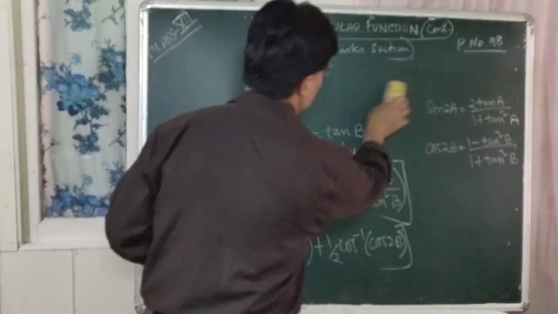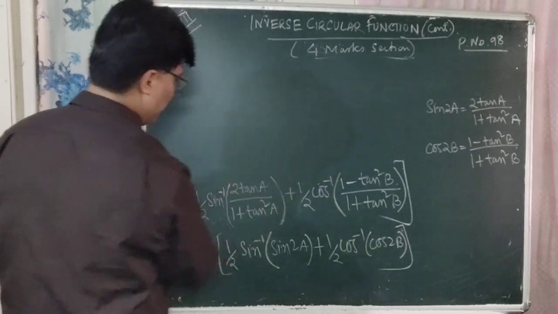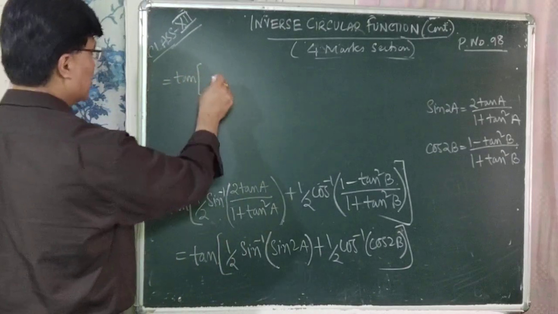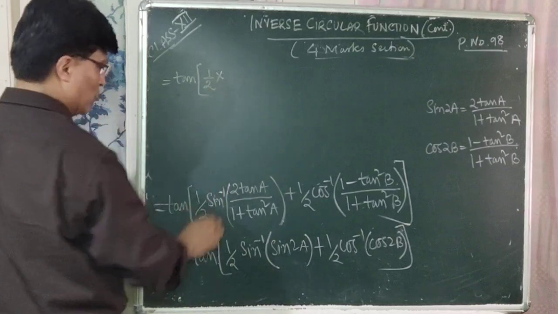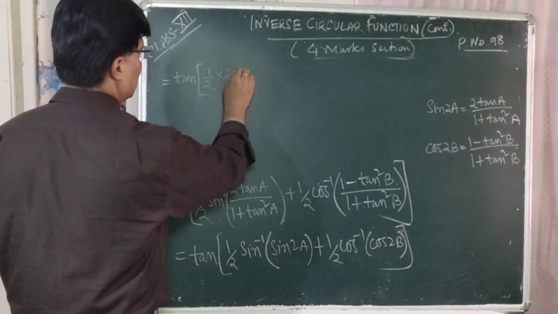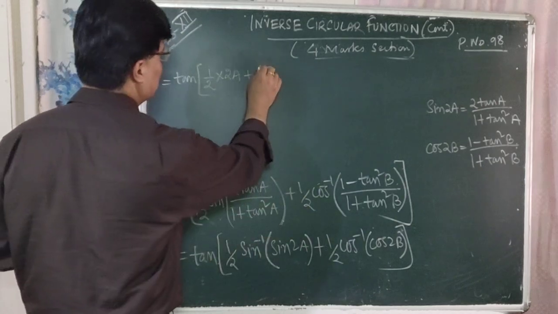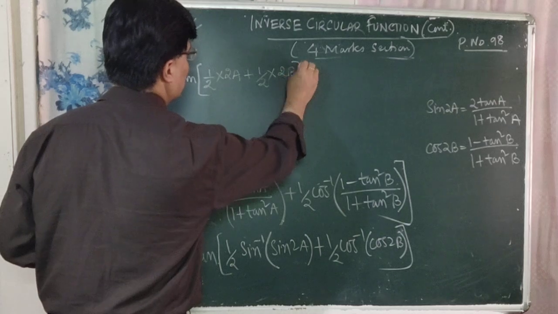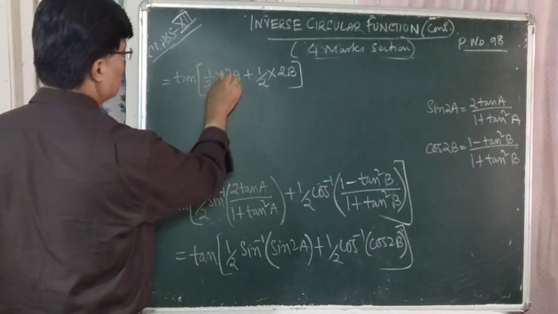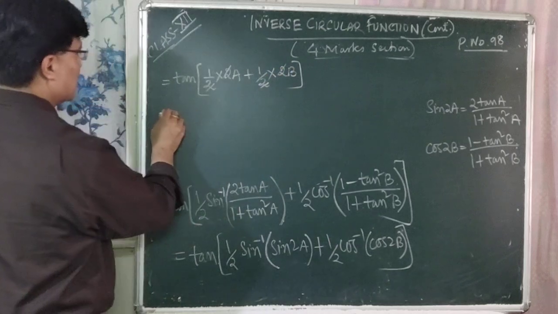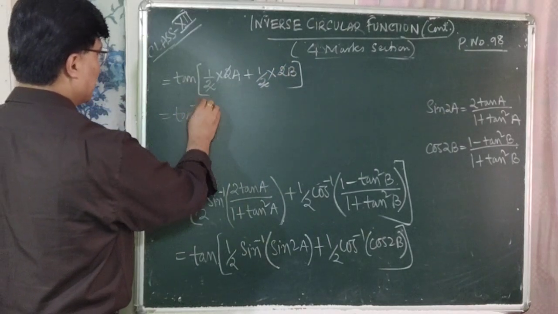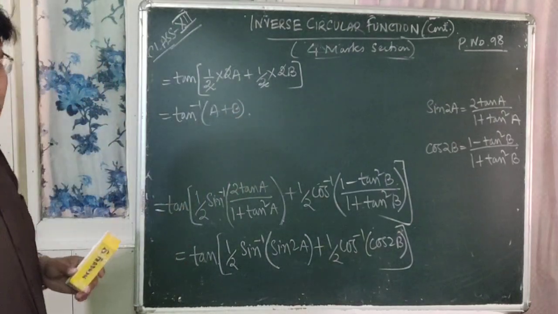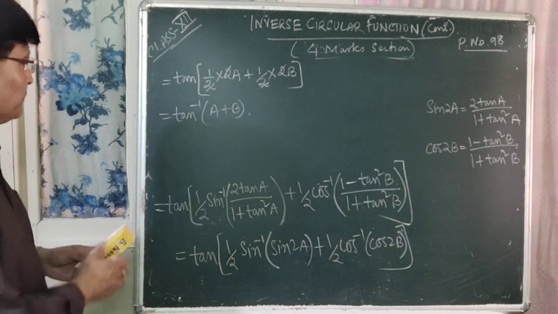Now let us simplify it. It is equal to tan within third bracket. This is half into sine inverse sine 2A, which is 2A, plus again half into cos inverse cos 2B, which is 2B, right? So here 2 gets cancelled, here also 2 gets cancelled. It is equal to tan inverse within bracket A plus B. Is that clear to all of you?